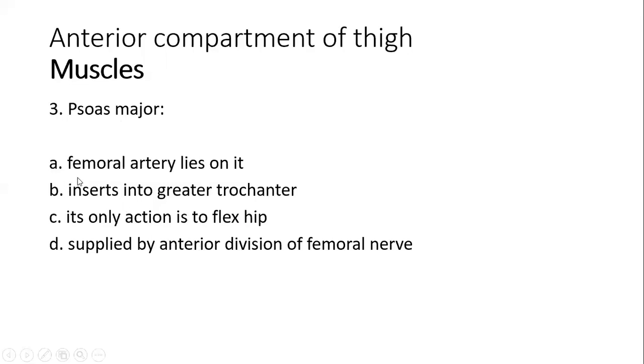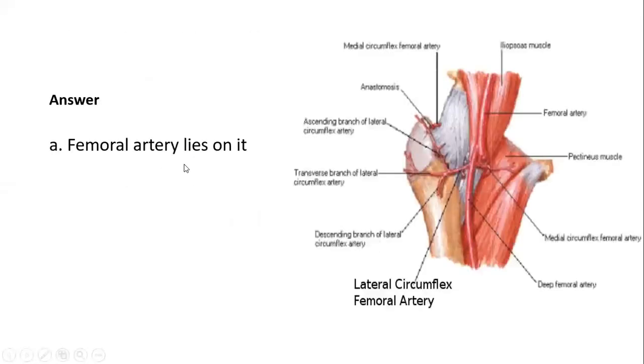So which of these options is left? Femoral artery lies on it. Yes, that's true. This is a true fact related with the psoas major muscle. In this diagram, you can see we have iliopsoas coming down to get inserted over the lesser trochanter of the femur. So psoas major along with the iliacus muscle. Iliacus is located laterally and psoas major is located medially. And this muscle is basically providing a base or posterior wall over which the femoral artery lies.